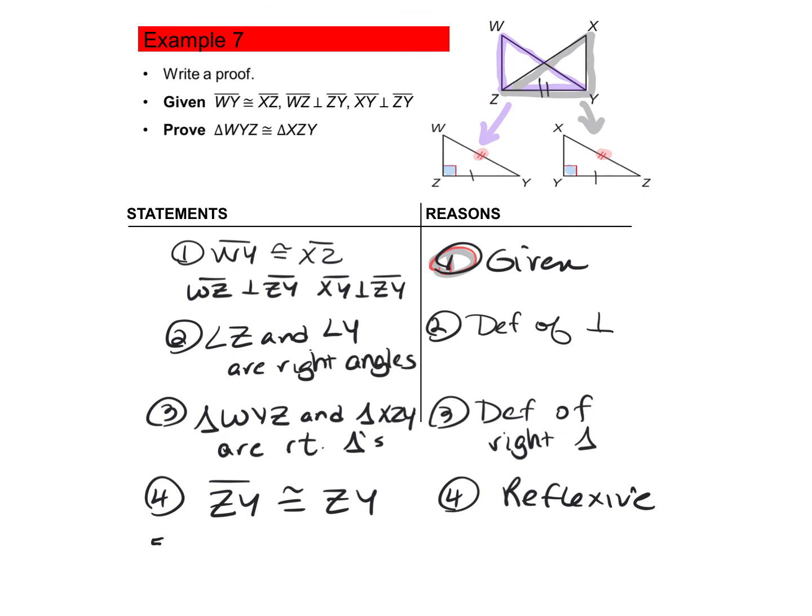So now I have enough information. I've got my hypotenuse marked, which was given to me. I've got my right angle that I figured out because I had perpendicular lines. So I have a right triangle, my hypotenuses are marked, and I just established the leg. So I can state that triangle WYZ is congruent to triangle XZY, and my reason is hypotenuse leg. And that is it for the notes on section 5.5.